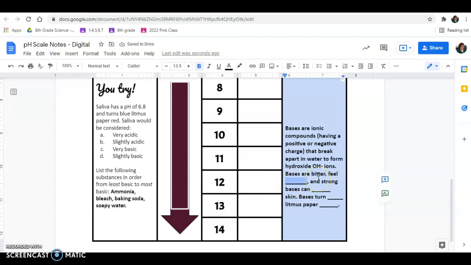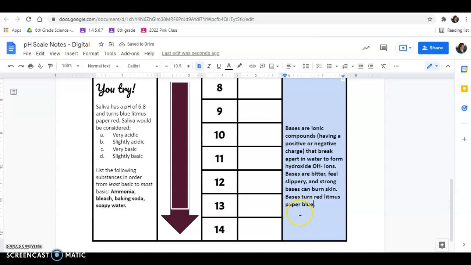They feel very slippery. These are typically your cleaners. And strong bases can burn your skin, just like strong acids can. And this time we're going to take the little strip of paper, and it's going to be red this time. The red litmus paper, if you dip it in the base, will turn blue. Okay, so those are your bases.